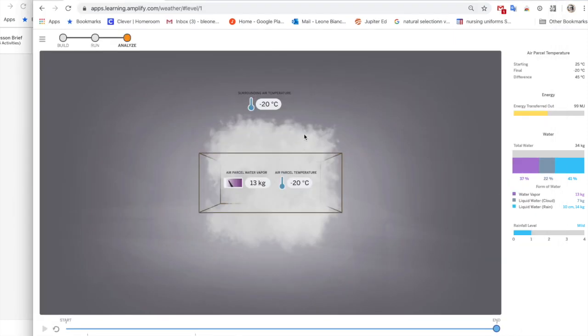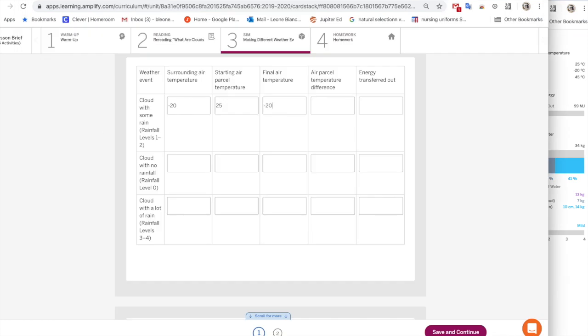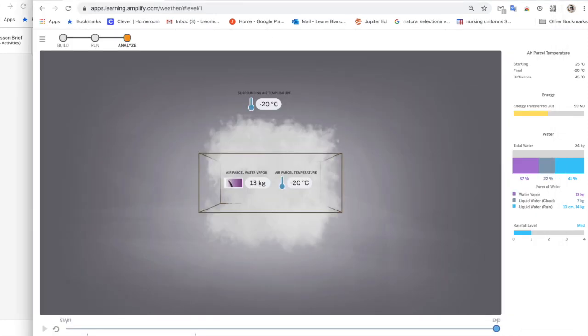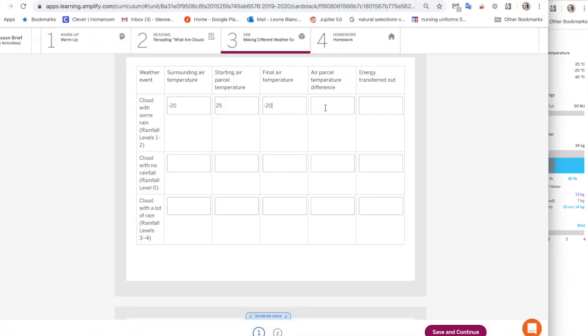The final air temperature was negative 20. It makes sense that the air would turn to the temperature on the outside, since the outside atmosphere has way more air. And remember, with thermal energy, the total amount does matter. Now, let's look at the difference. The difference between the starting and final was 45 degrees. It changed from negative 20 to 25, which is a difference of 45. And the amount of energy that transferred out was 99. This gave us a rainfall of 1 to 2.